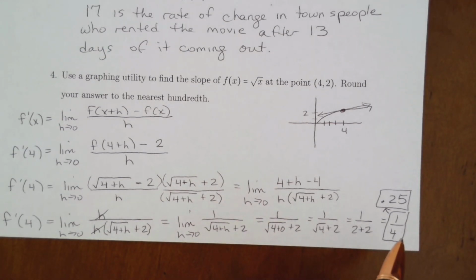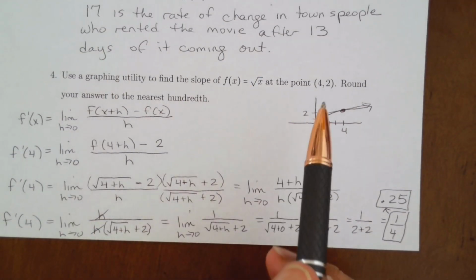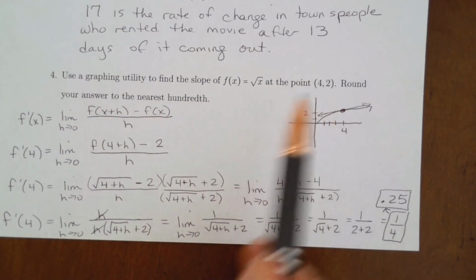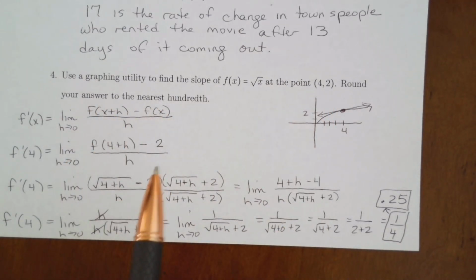All right, so if you're looking for instantaneous, one point, you've got to use that limit, the definition of derivative, which is that limit formula, the difference quotient.